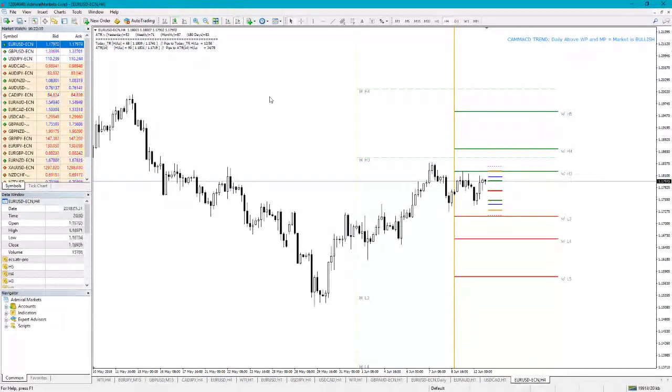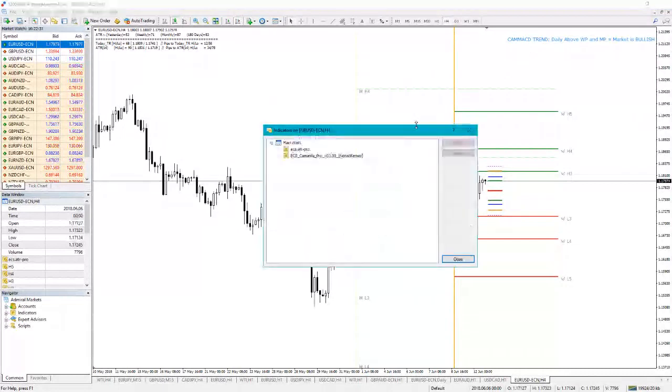So regarding Camarilla MACD, I gave you now a quick introduction of how I started to do Camarilla, how I traded it on Forex Factory, and what I did. But I also wanted to tell you that there is now a new Camarilla indicator, and if you go to the indicators list, you will see it's called ECS Camarilla Pro version 2.0.0.